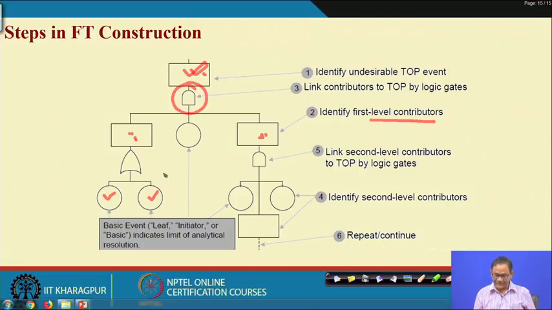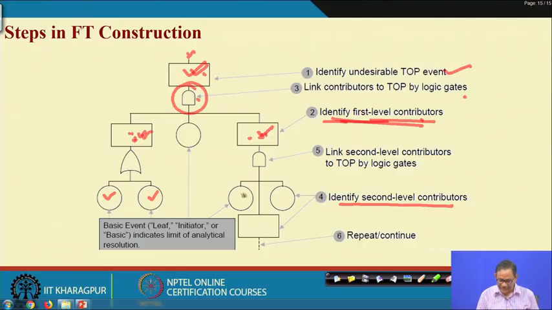So what are the steps? Identify the undesirable top event, then link the contributors to the top by logic gates, that is step 3. Step 2 is to identify the first level contributors. Once you have these, you know the proper logic, and put an AND gate, OR gate or whatever other gate is applicable. Then step 4, identify the second level contributors. Out of these 3 second level contributors, 2 are basic events because they are component level failures, but this one is not a basic event because it may be a subsystem level failure. It needs to be broken down further, and you repeat this process. So those are the steps.